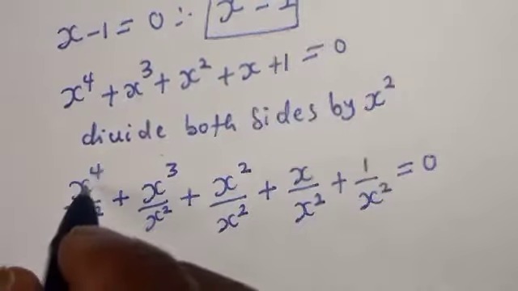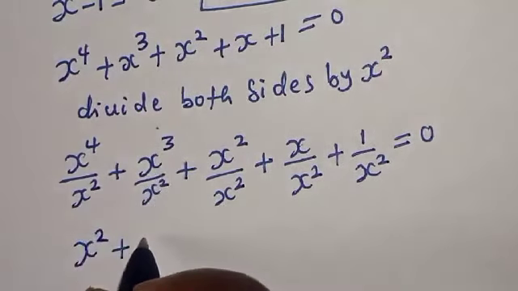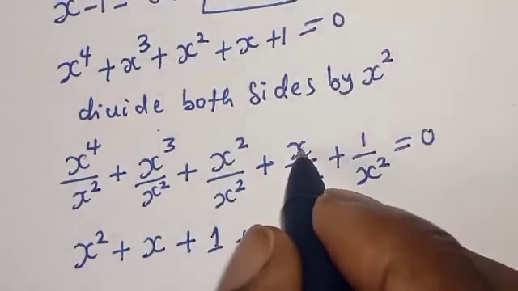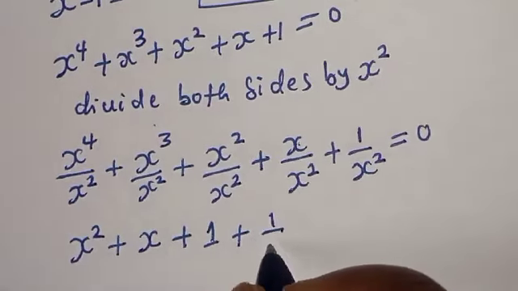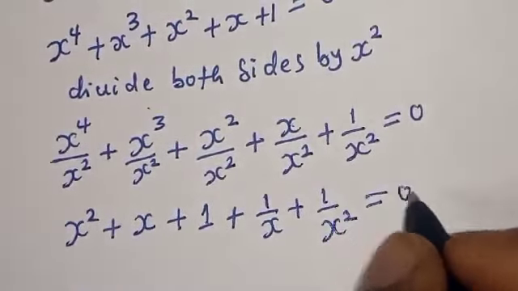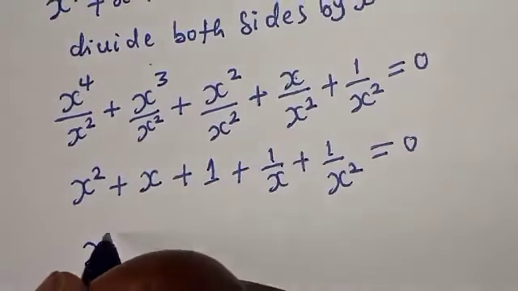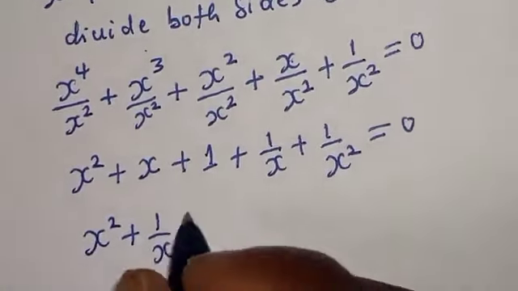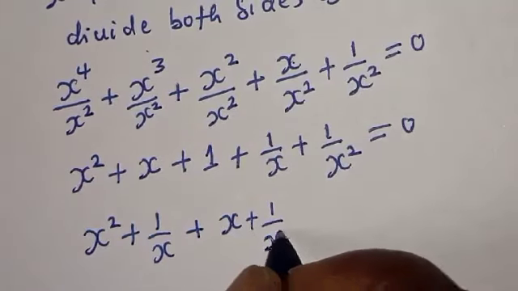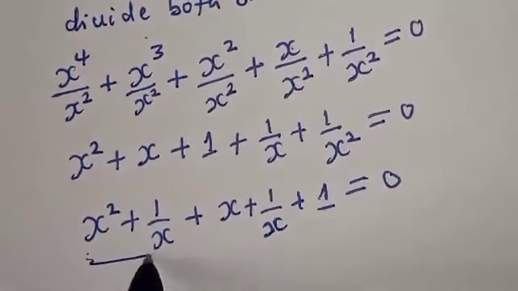Now, x raised to the power 4 divided by x squared, we have x squared, plus x raised to the power 3 divided by x squared, this is x, plus this divided by this, 1, plus x divided by x squared, that is 1 over x, plus 1 over x squared is equal to 0. Now here we have x squared and this is x squared. Let's compare. We have x here and x. Then x squared plus 1 over x squared plus here is x plus 1 over x plus 1 is equal to 0. So we can work on this and this together.